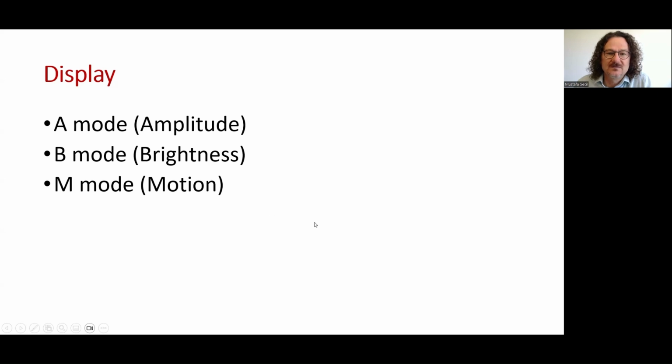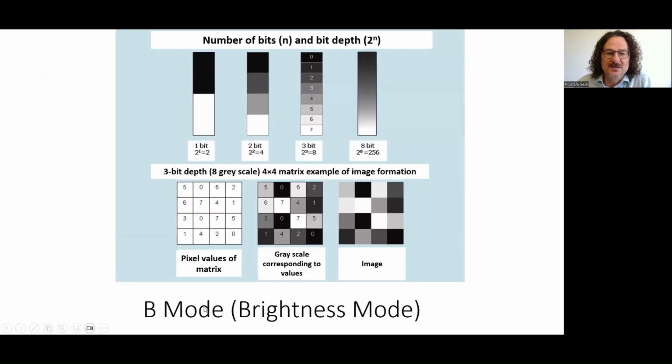A mode is the first one. It's not in practical use now. We use mostly the B mode or the M mode. This is an example of digitalization and image formation. In 1 bit, either black or white tones exist. In 2 bits, there are 4 shades. In 3 bits, 8 gray shades, and in 8 bits, 256 gray tones.